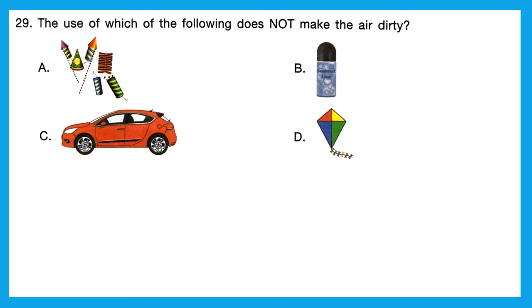Option C, car, definitely. It is going to make our air dirty, unless it is an electrical car. So that is a different thing. Option D is kite. So this is the correct option, because a kite does not make the air dirty. Option D is the right answer.